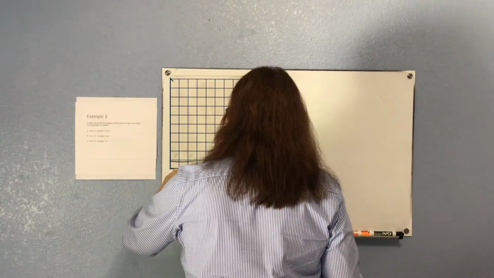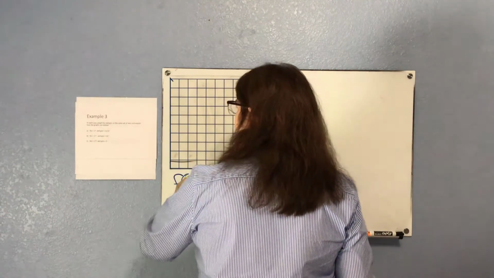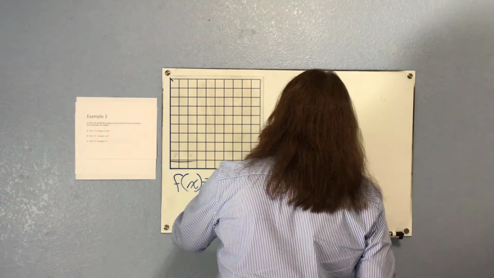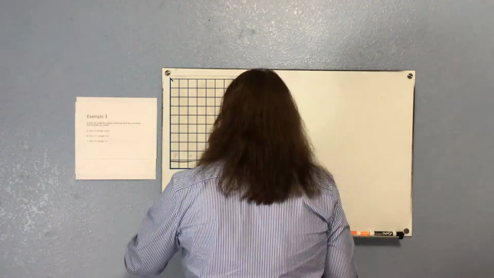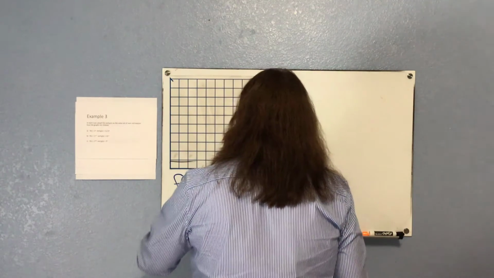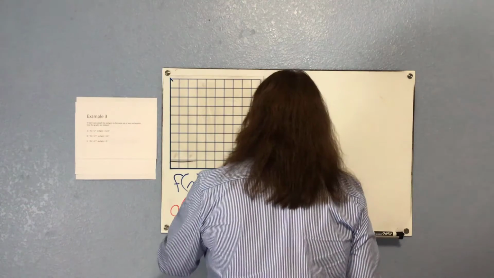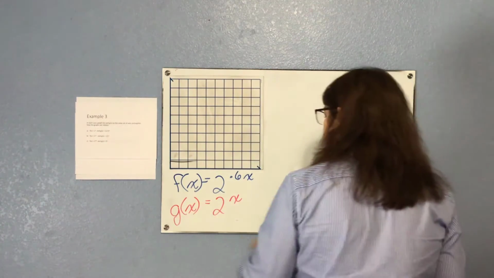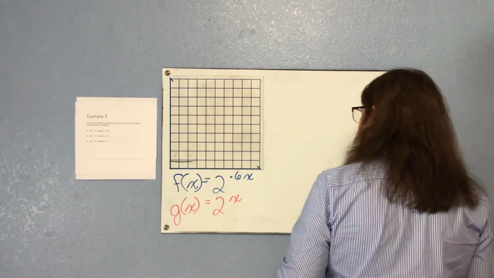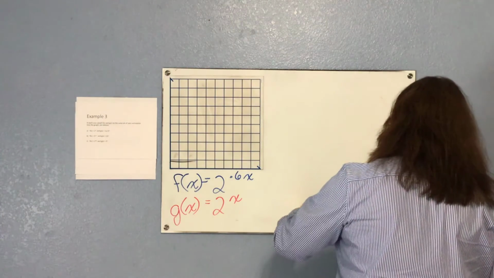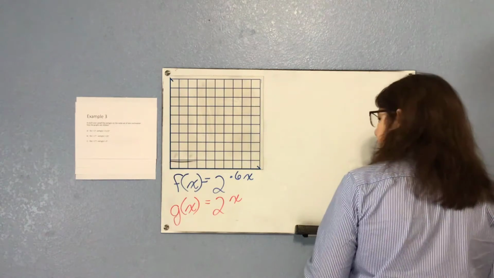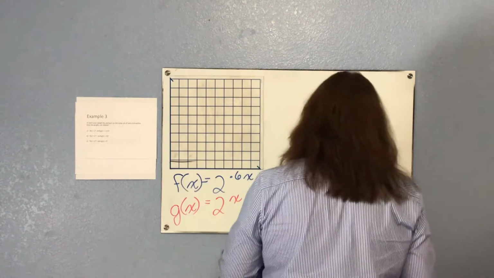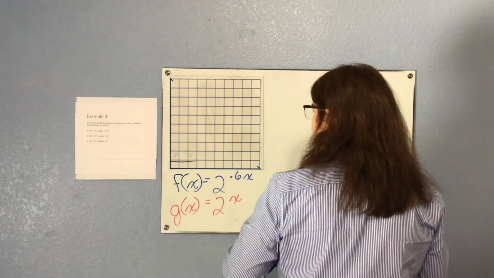Look at f of x equal 2 to the 0.6x, and g of x is just going to be kind of our standard exponential function, 2 to the x power. We've done this one a couple times already, so I'm not going to do a table for it. We'll just go ahead and graph it and put my y-axis back in there.